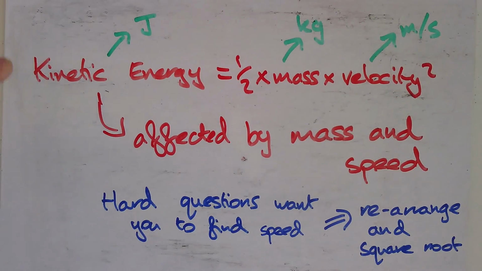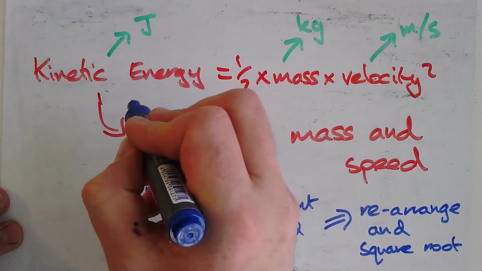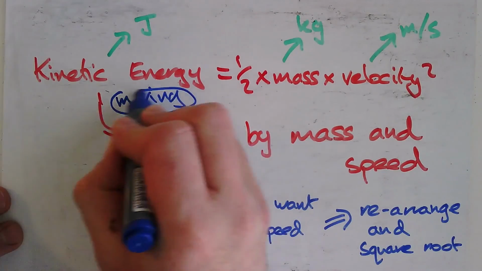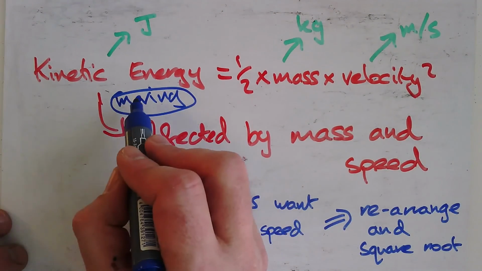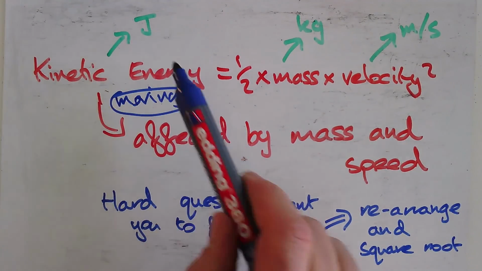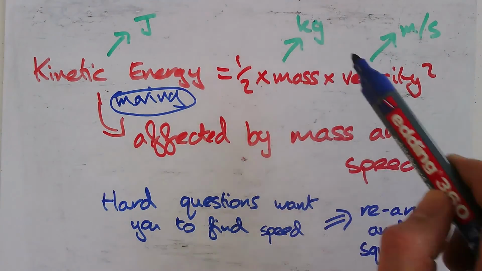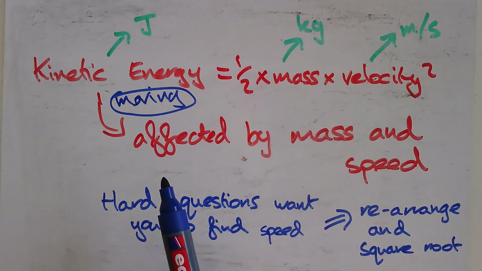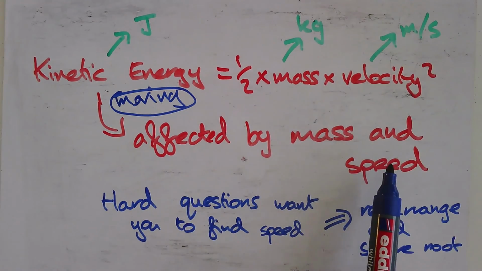Okay, to summarise, we've looked at kinetic energy. Kinetic energy is the energy of anything that's moving. So any object, it's movement energy. Units of kinetic energy are joules, like all energy types. Mass is always measured in kilograms. Velocity is always measured in meters per second. Affected by mass and speed, happy with that.